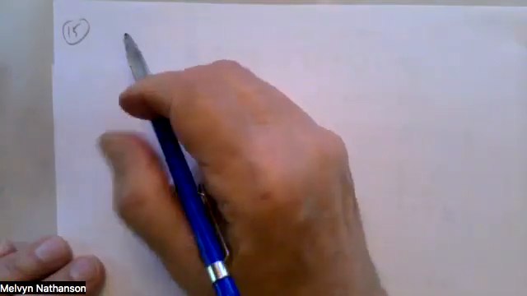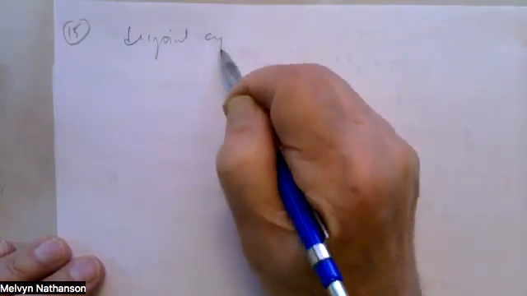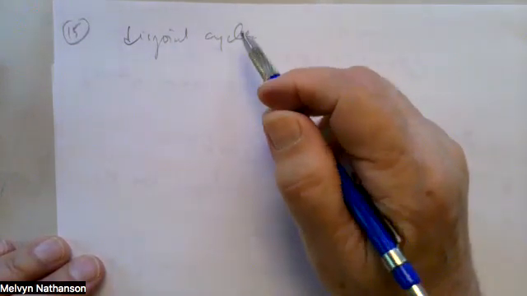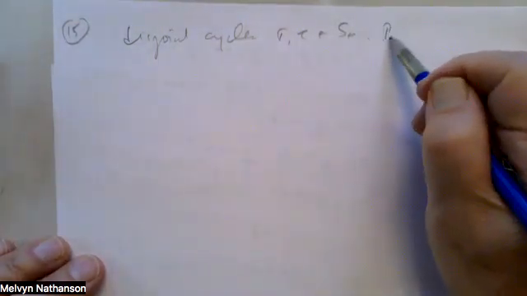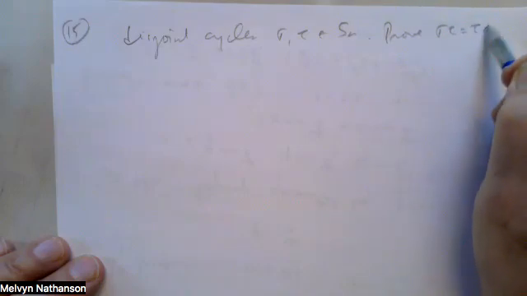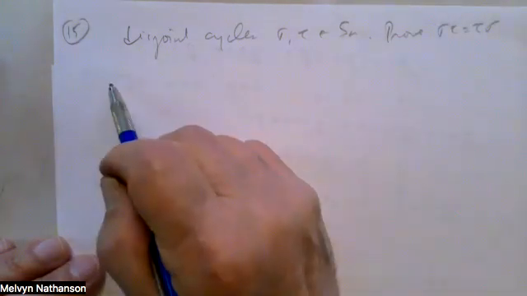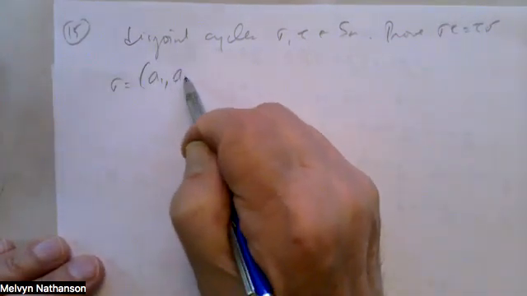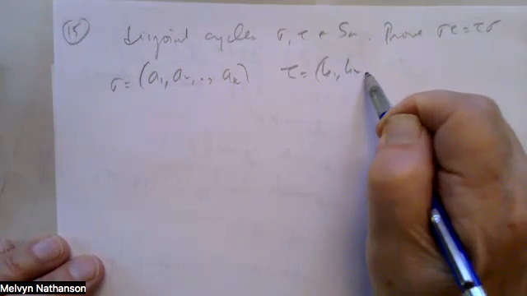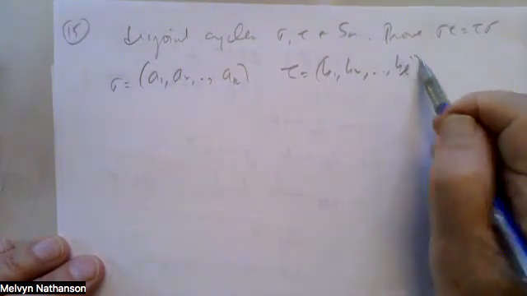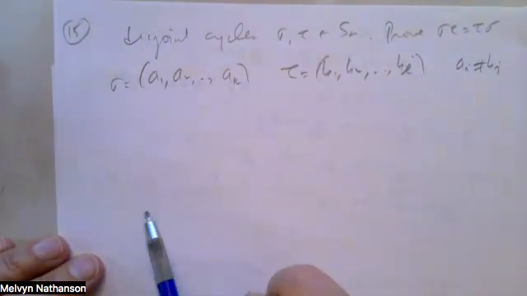Problem 15, we have disjoint cycles, sigma and tau in S_n, and we want to prove sigma tau equals tau sigma, that disjoint cycles commute. So suppose sigma is the cycle (a_1, a_2, up to a_k), and tau is the cycle (b_1, b_2, up to b_l). They don't have to have the same length. And the a's and the b's are different: a_i is different from b_j for all i and j.